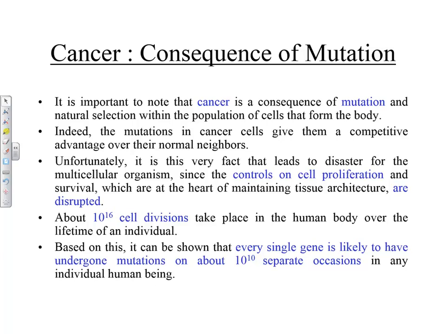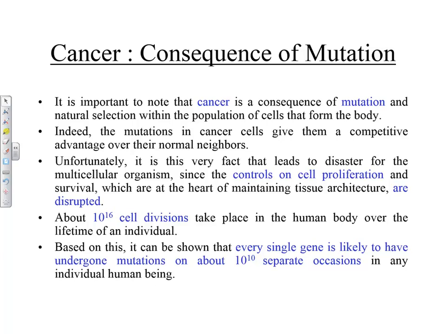Now, it is important to note that cancer is a consequence of mutation and natural selection within the population of cells that form the body. So the principle of survival of the fittest works, because the cancer cell is the fittest one. It's only looking out for itself. So indeed, the mutations in cancer cells give them a competitive advantage over their normal neighbors. Unfortunately, it is this very fact that leads to disaster for the multicellular organism, since the controls on cell proliferation and survival, which are at the heart of maintaining tissue architecture, are disrupted.